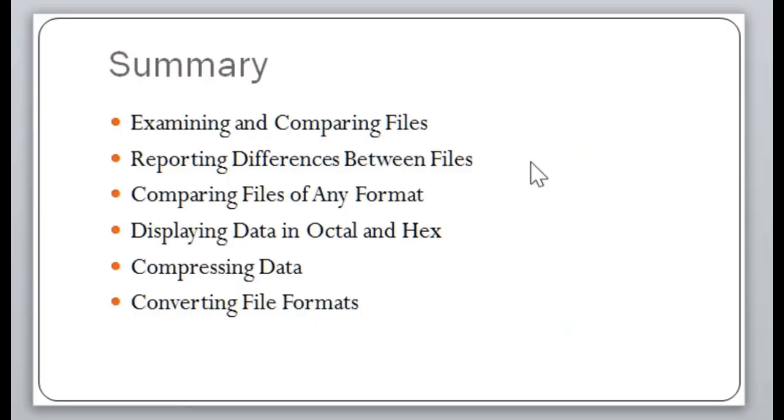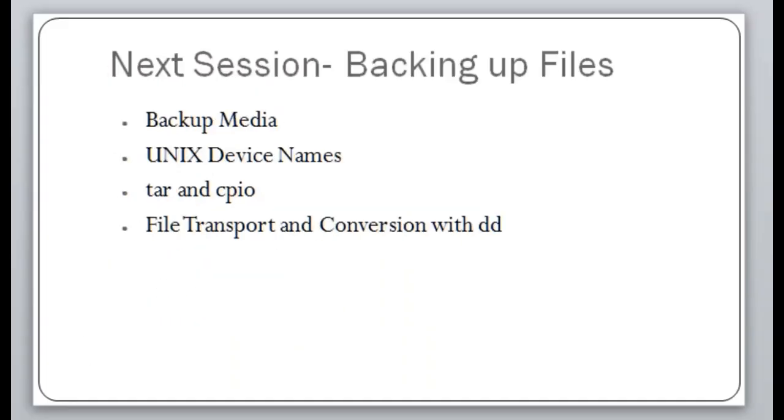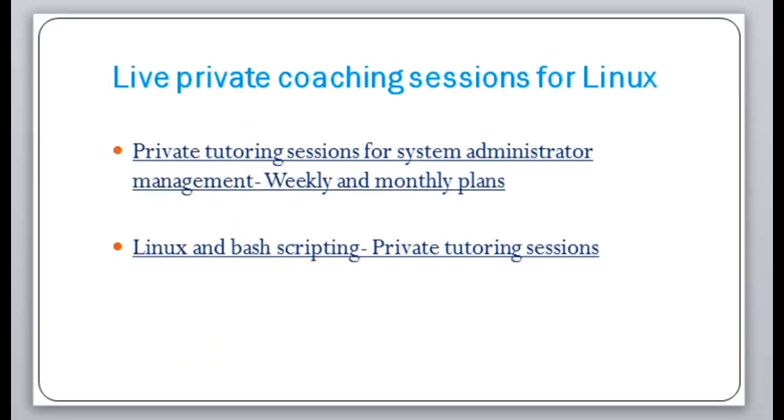So in summary, guys, we examined and compared files. We reported differences between files using diff and compare. We also compared files of any format, and we displayed the data of files in octal, hex, and decimal. We compressed data using gzip and tar, and we converted file formats. Next session, we're going to go over backup media, Unix device names, tar and cpio, file transport and conversion with dd.